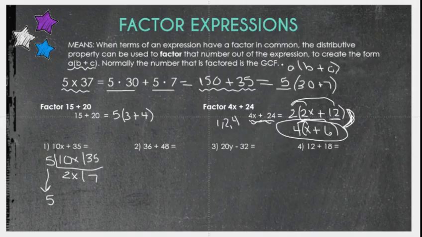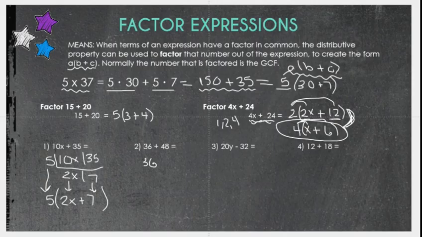That becomes my a in this format, a times b plus c. And then these factors just drop down into my parentheses, 2x plus 7. So 5 times 2x is 10x, 5 times 7 is 35, and that is my factorization.